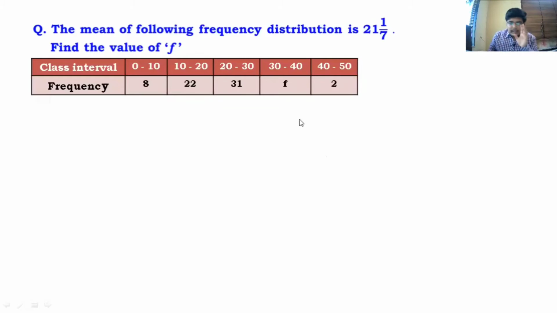The question is: the mean of the following distribution is already given, 21 integer 1 by 7. So guys, this time the mean is already given in the question. We have to find the value of the frequency f which is missing. So here we have that f, the missing frequency. We have to find that f.